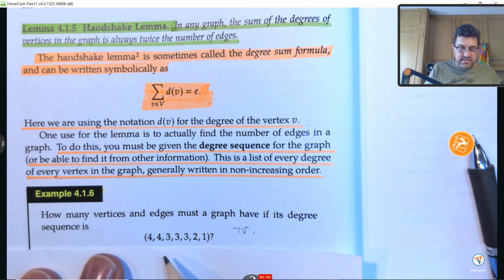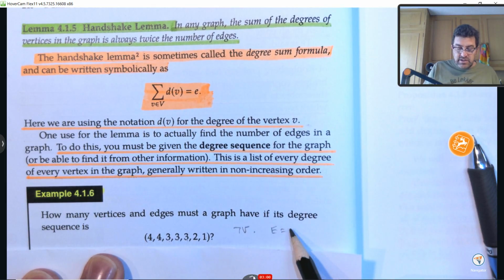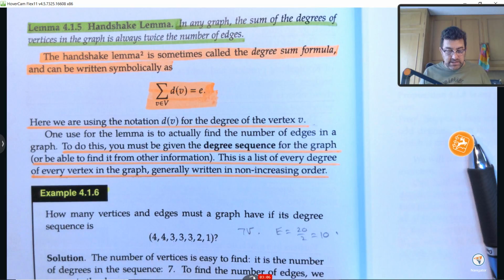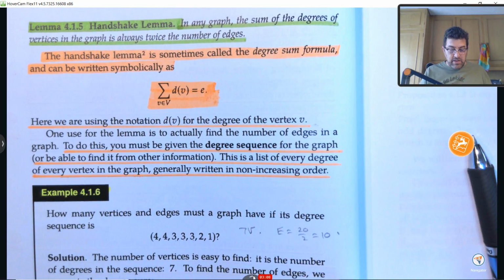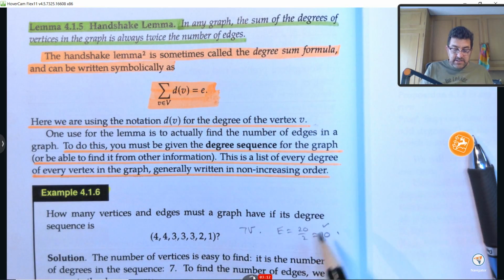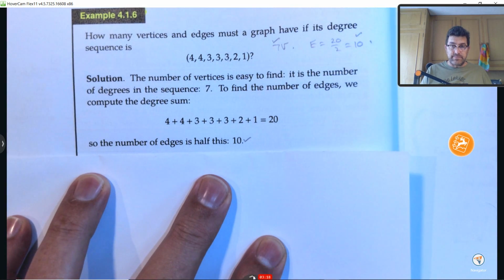Well, we add this. 8 plus 9 is 17, 18, 19, 20. So the number of edges will be 20 divided by 2. So there's 10 edges with the 7 vertices. Okay, so that makes it 10 edges and 7 vertices if you have the degree sequence of your graph.